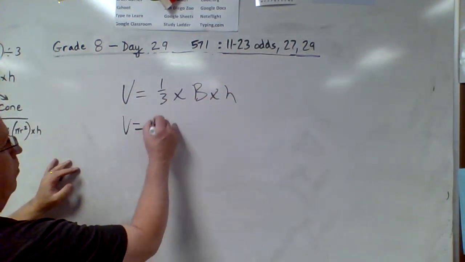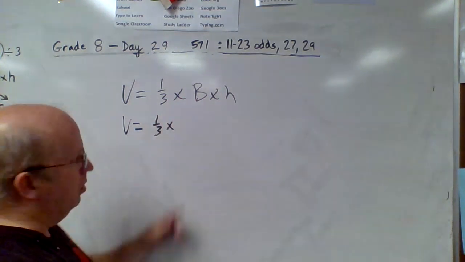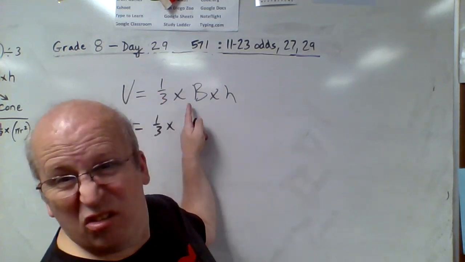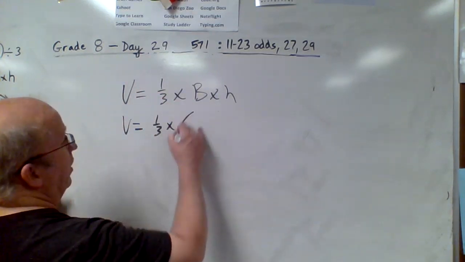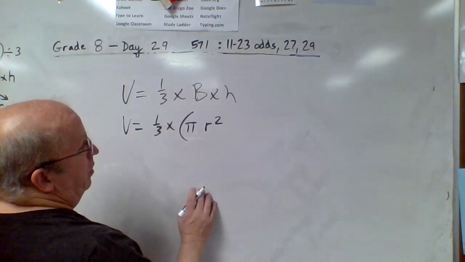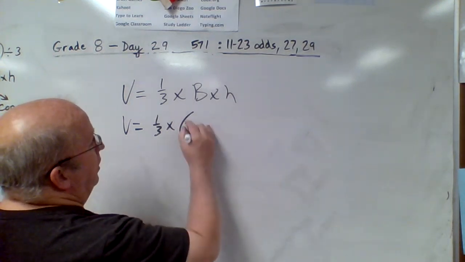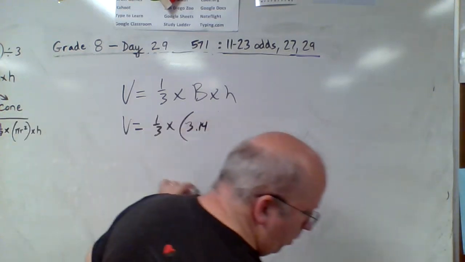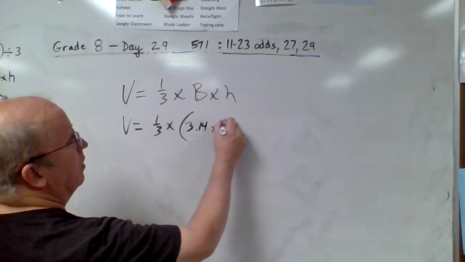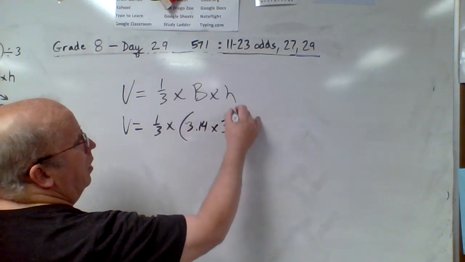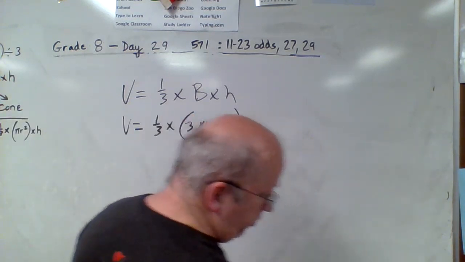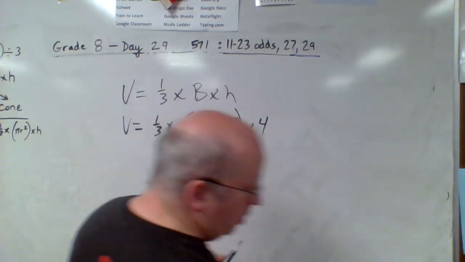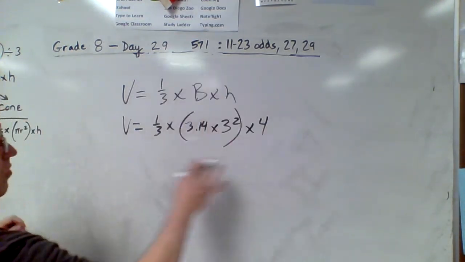So we got volume equals 1/3 times the area of the base, remember? What's the shape of our base? Our base is a circle, right? So we're going to write in pi r squared. Pi is 3.14, right? What's our r squared? What's our radius? Our radius is 3, right? So we write 3 squared. And our height, which one of those heights did we say we're going to use this time? We're going to use the height of 4, right? The height of 4.